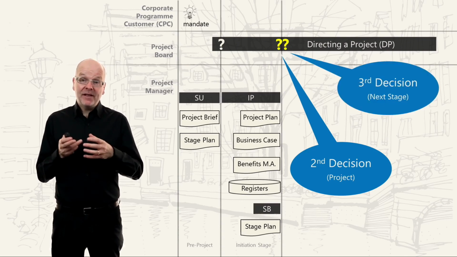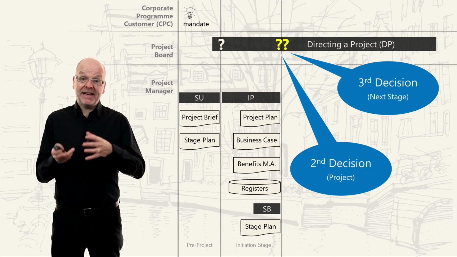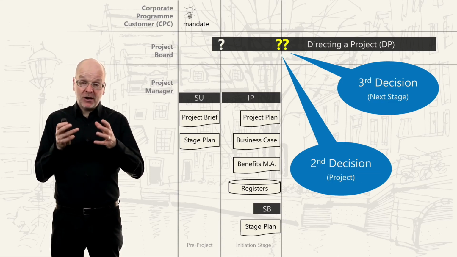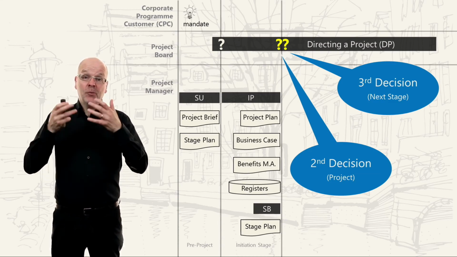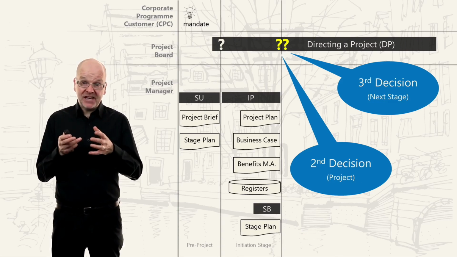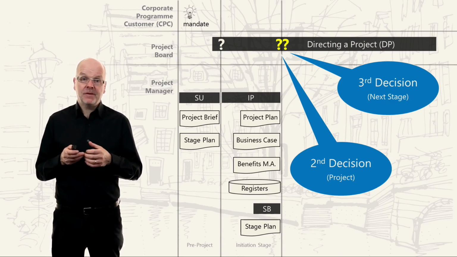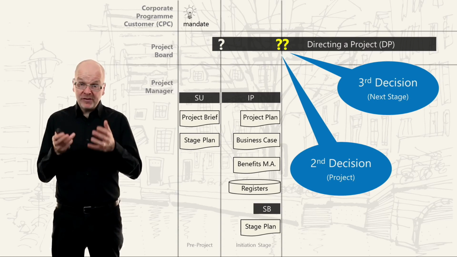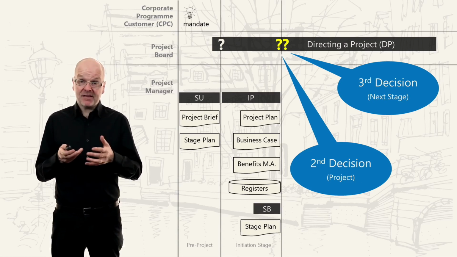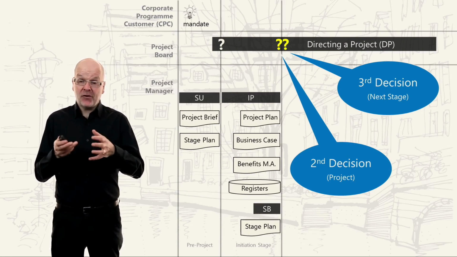The project board will then be asked to make a third decision. This is to allow the next stage to continue. So the last decision was to allow the whole project to continue, or the rest of the project to continue, but this stage is just the next stage. So the project board will review the stage plan, and if yes, they will release the budget for this stage.